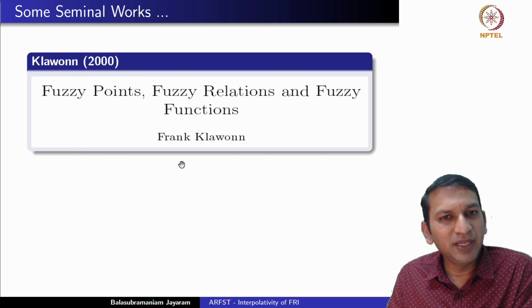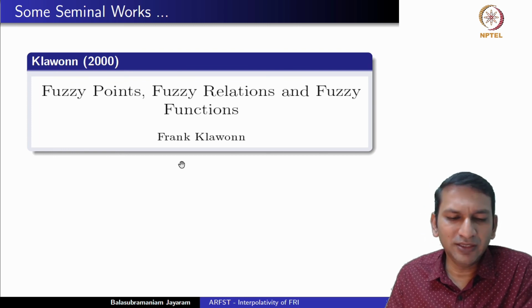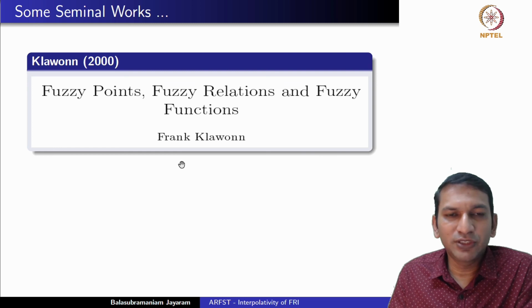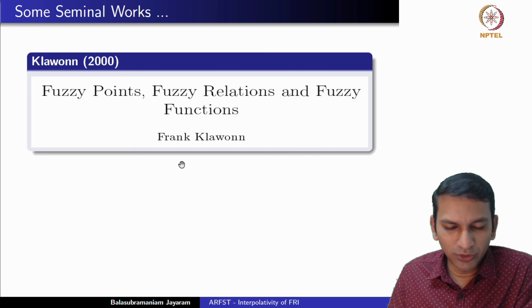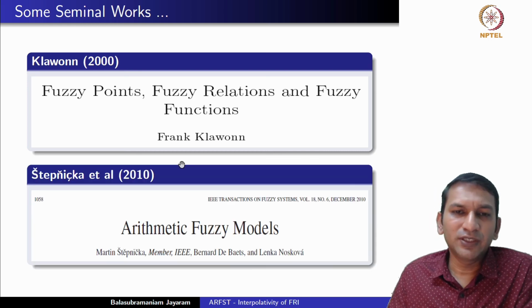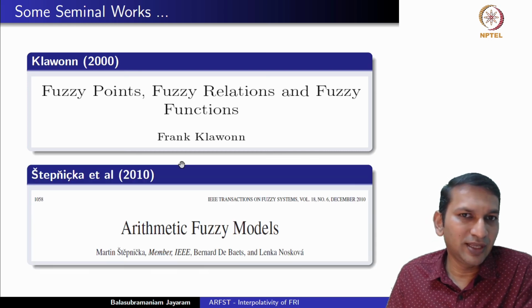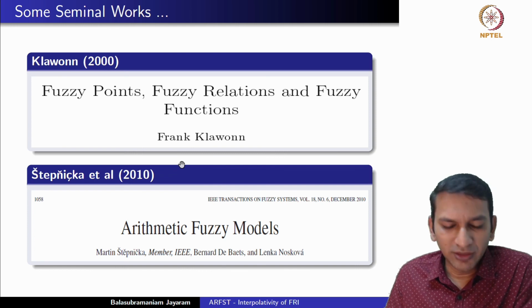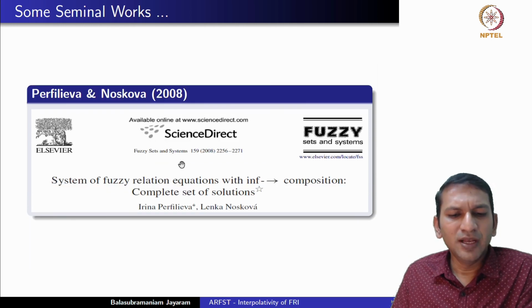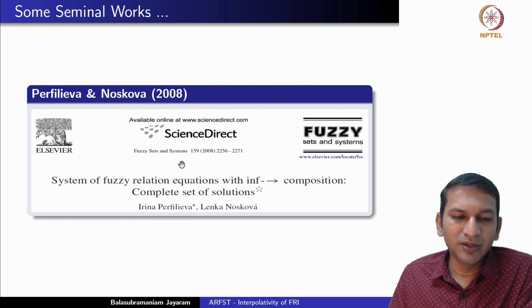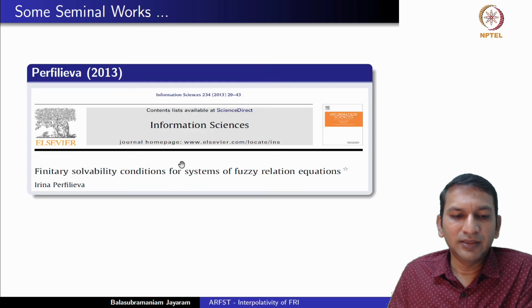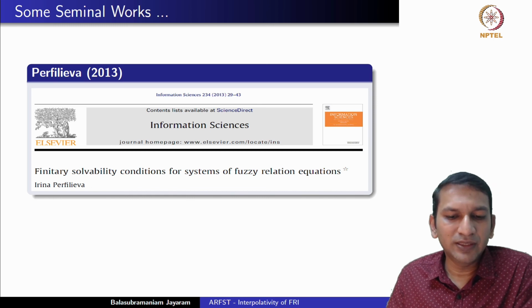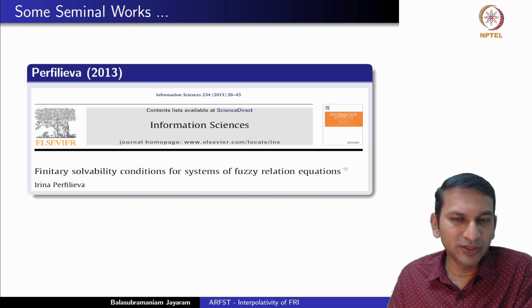Let's point out some seminal works that have been done in this context. The first sufficiency condition was proposed by Perfilieva and Lehmke in this paper way back in 2000. It was further modified later on in 2010 by Stepnicka and his co-authors in this work. Some related works also have to be pointed out, by Perfilieva and Moskova. And this is also another paper dealing with solvability of fuzzy relational equations.